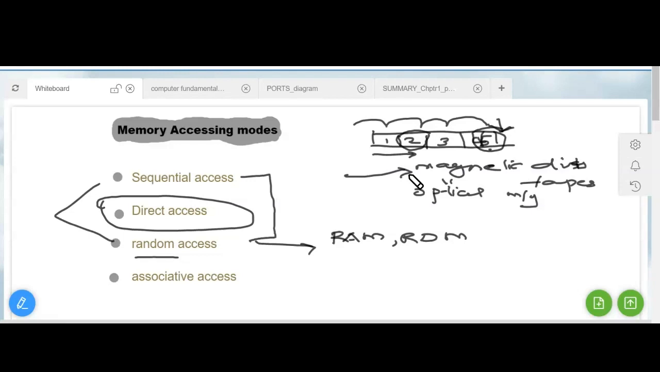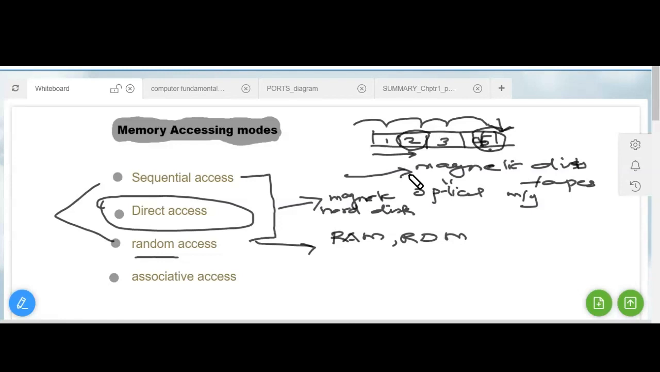This kind of direct access mode can be seen in magnetic hard disks. In hard disks and the like, you can see this type of search. And each track has its own read and write head, and the track can be accessed randomly using this.